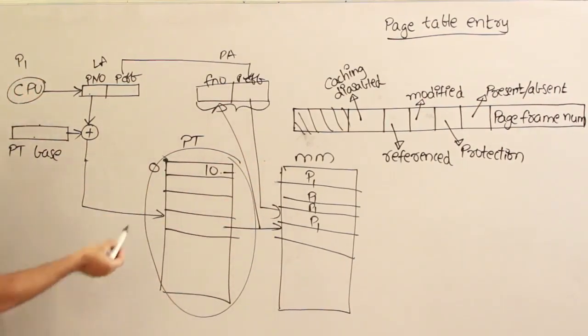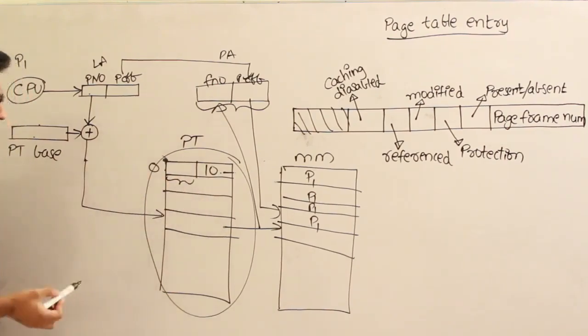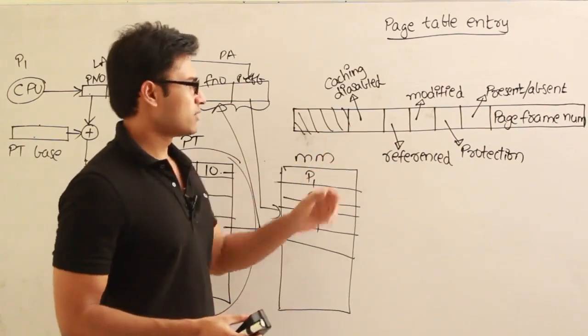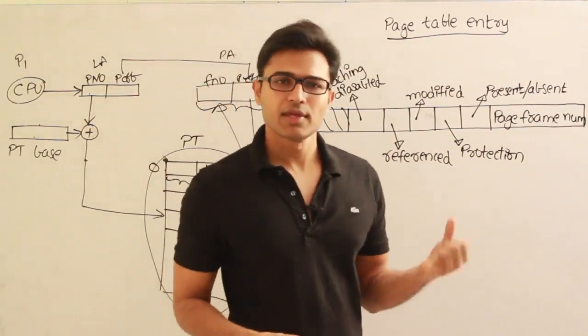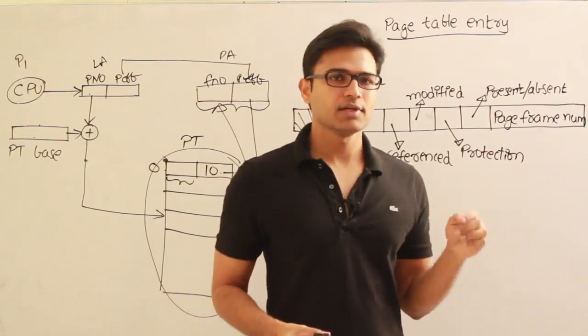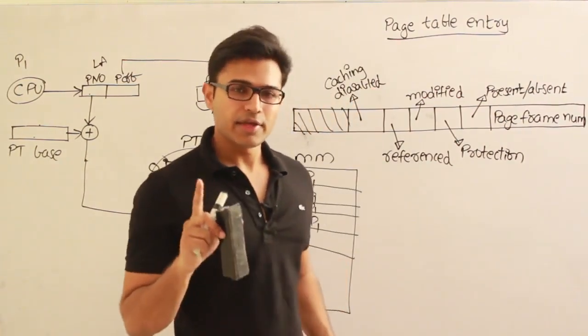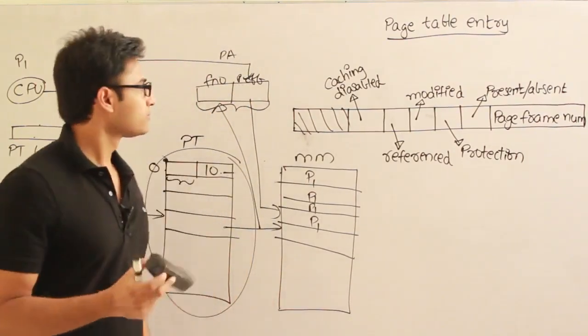But along with this frame number, some more information will be stored in the page table entry. So what is that? Watch it. It will have many fields. This information varies from operating system to operating system, and what I am going to tell you here is the most generic way. I'm just generalizing it, but the actual details vary from OS to OS, right?